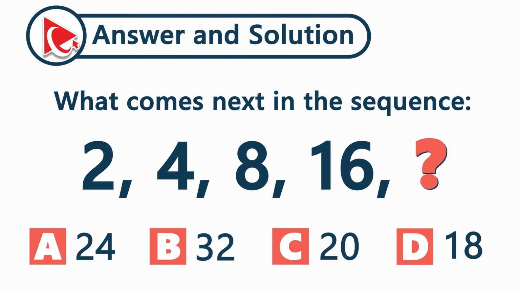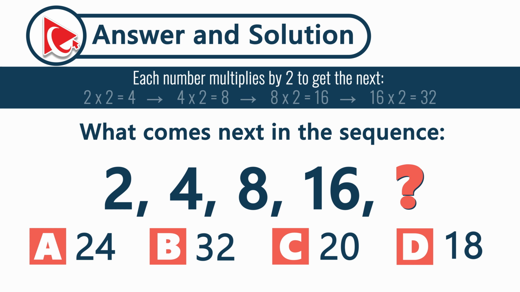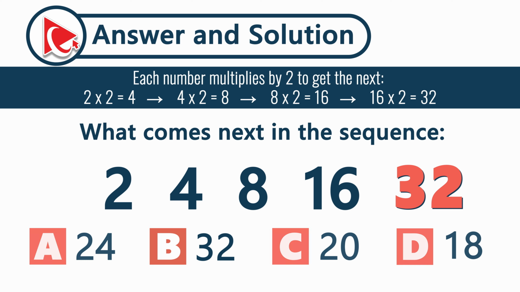This one is all about doubling. Each number multiplies by 2 to get to the next. 2 becomes 4, 4 becomes 8, 8 becomes 16. So 16 times 2 gives us 32, and the correct answer here is choice B.